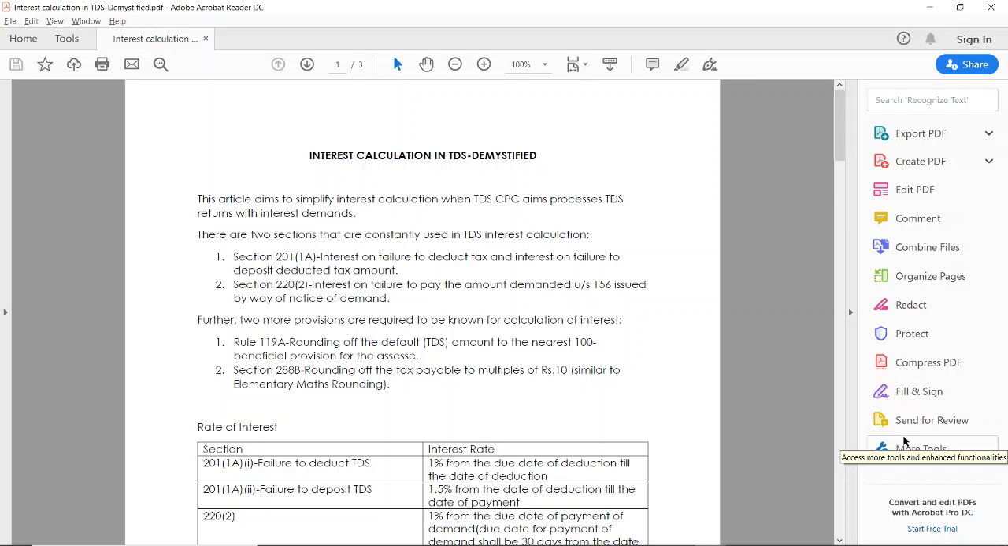Good morning everyone. Today I'm here with a video that will explain how to go about calculating interest and TDS demands and TDS requirements.